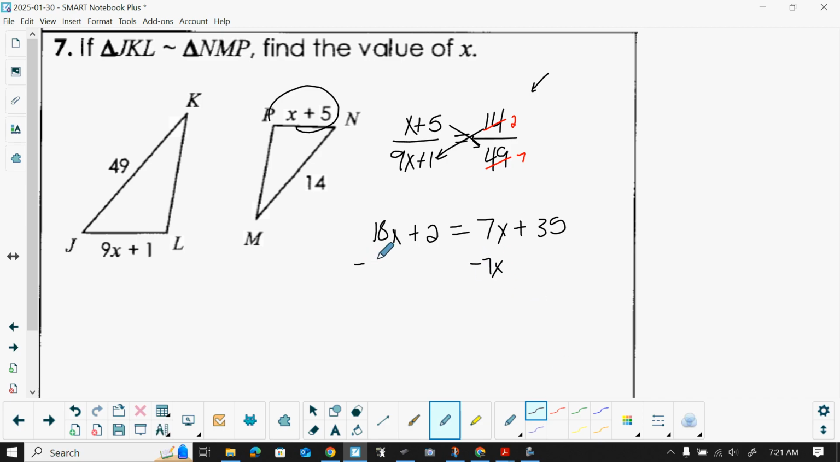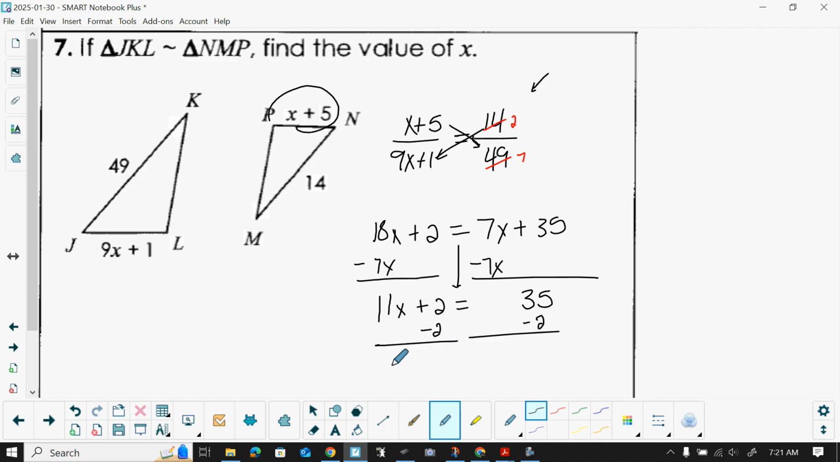Subtract 7x from both sides. 18x minus 7x is 11x plus 2 equals, nothing there, 35. And then we're going to subtract 2 from both sides. 11x equals, bring that equal sign straight down, 35 minus 2 is 33. Divide by 11, x is 3. That's what we're trying to find for this question.